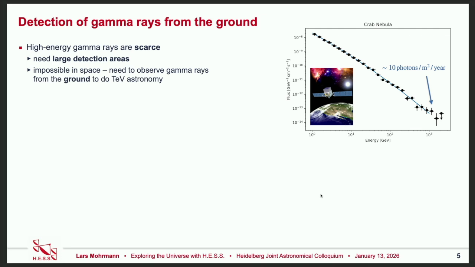So that's shown as an example here. This is the spectrum of the Crab Nebula, which is one of the brightest steady sources on the gamma ray sky. And you can see, measured with this instrument, if you go to energies close to a TeV, you get maybe a handful of photons per square meter and year, and a square meter is basically as big as you can build a satellite, and so you just run out of statistics. So if you want to do TeV astronomy, that's basically impossible from space, and you need to do it from the ground.